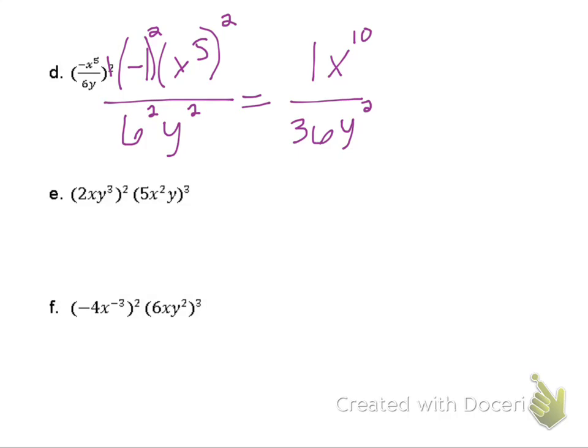Now we don't actually need that 1 because 1 times x to the 10th power is x to the 10th power. So we can rewrite that like this.